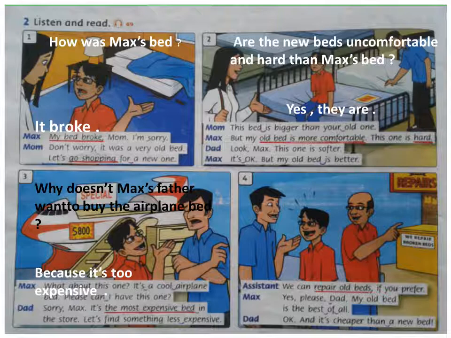Now move on to picture number 4. Finally, after considering whether to buy a new bed or repair the old bed. So my question is, what will they do? You see the red arrow pointing to the board with the word repairs and some words underlined in red. You can choose the answer. So your answer is they will repair the old bed. Good.